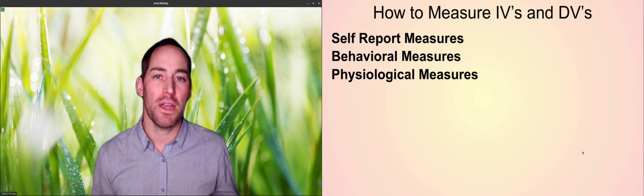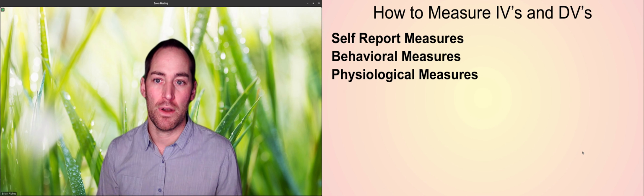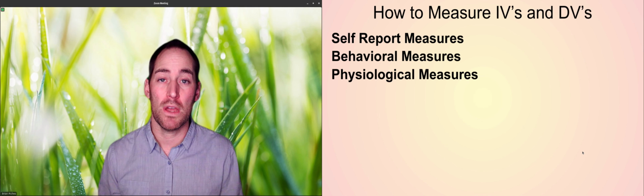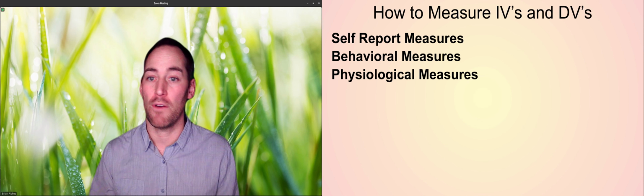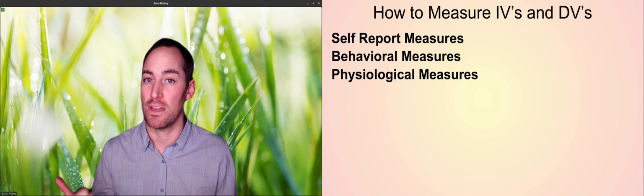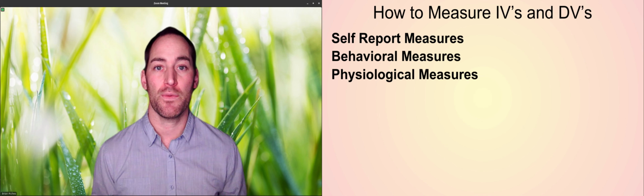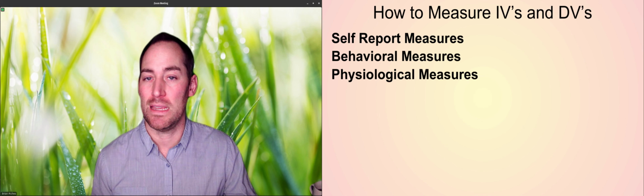So how do we measure independent variables or dependent variables? Well, some of the same ways we've been talking about all the way through the class. Self-report measures, behavioral measures, physiological measures. There's lots of ways to measure independent variables and dependent variables.